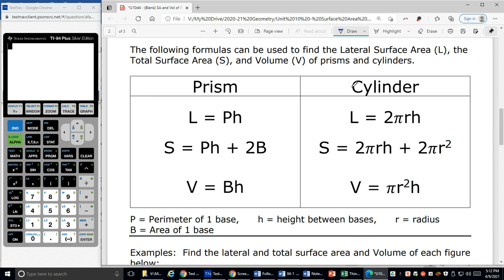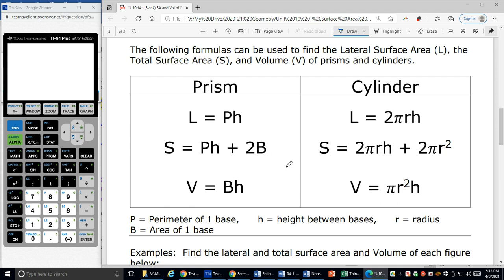So the cylinder's formulas are the same as the prism formulas. We just happen to know what the base is every time. So when we talk about the perimeter, we know that's the circumference, 2 pi r. When we talk about the base, we know that's the area of a circle, pi r squared. Whereas with a prism, because our bases are going to change, the perimeters will change, how many sides you're going to be adding together, and the area of the base formula may change, depending on if it's a hexagon or a triangle or a rectangle.